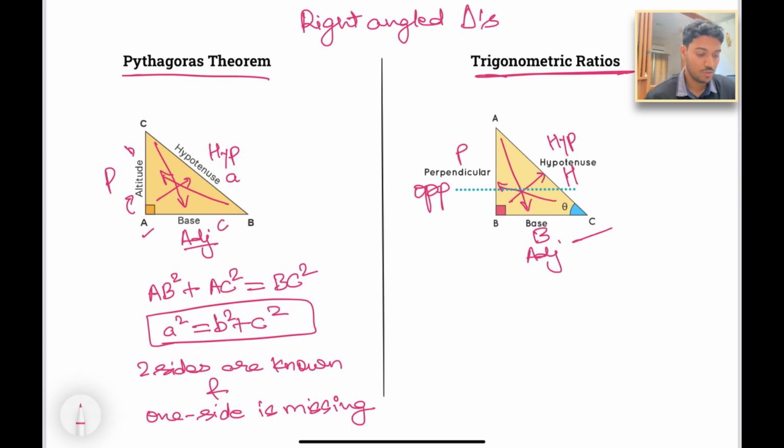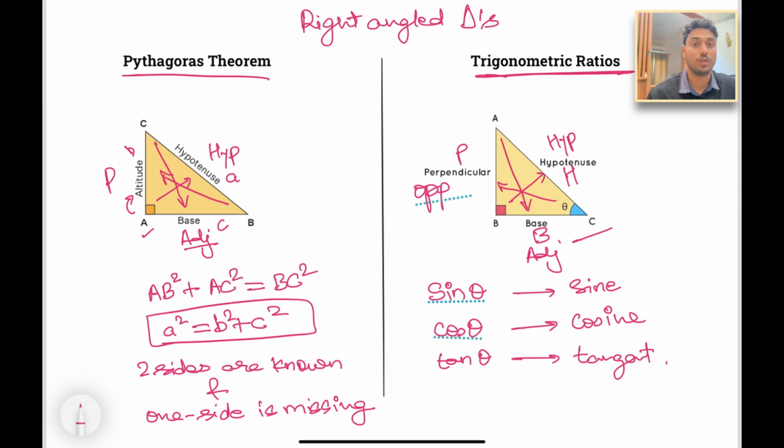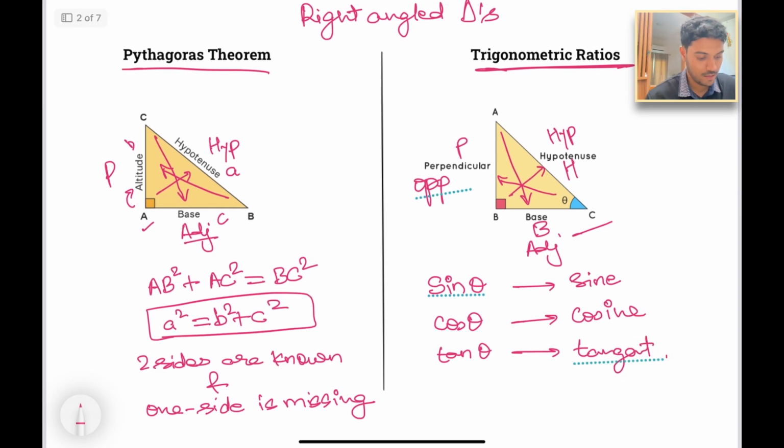What are trigonometric ratios? There are three types of ratios: sine theta, cosine theta, and tan theta. Sin is also written as sine, cos is cosine, and tan theta is tangent. We'll learn more about trigonometric ratios in detail. So let's move ahead.